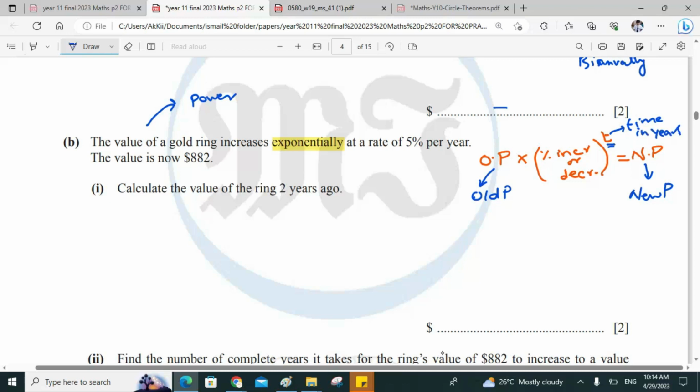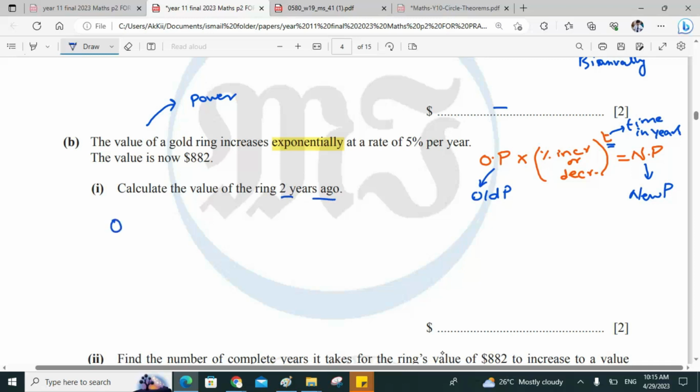So what I need to do is, the value of the gold ring increases exponentially. By the word exponentially, you come up with this formula, at a rate of 5% per year. It means that it is the 5% rate which is increasing. The value is now 882. So I have to put this in the formula, that is, you have to calculate the value of the old price 2 years ago. That is the old price which is being asked.